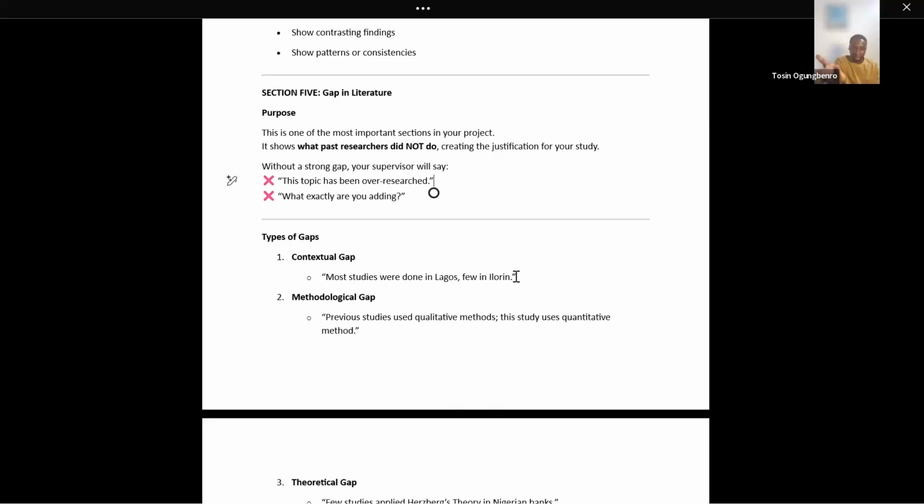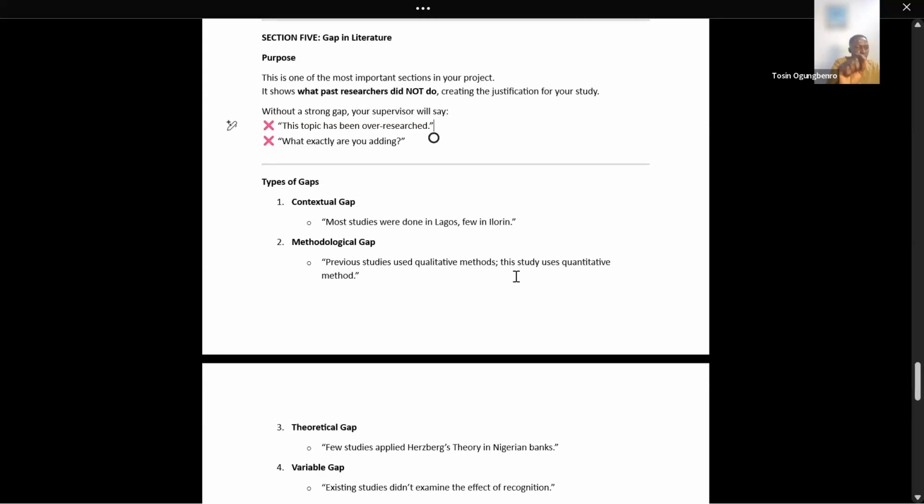But it must be a region that you have access to. Remember the case study philosophy I taught yesterday. So, methodological gap. Maybe previous studies used quantitative method, and this study uses qualitative method. Or maybe previous studies used either quantitative or qualitative, and yours might be trying to bridge the gap by doing the two, mixed method. You get.